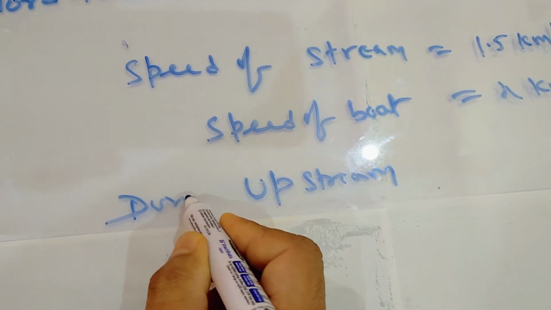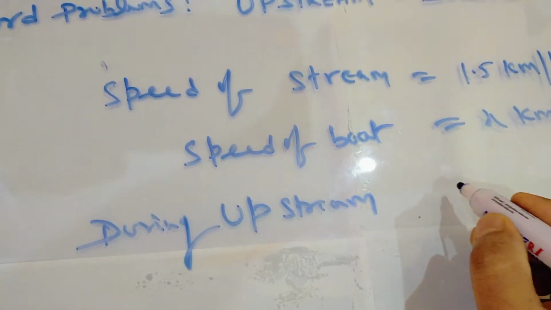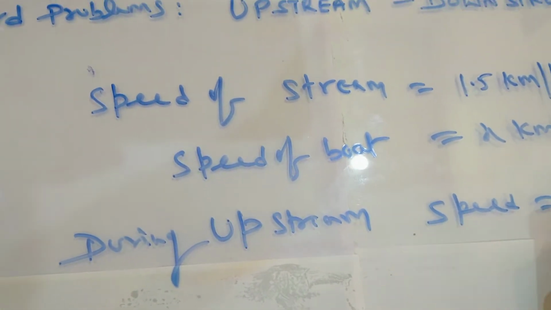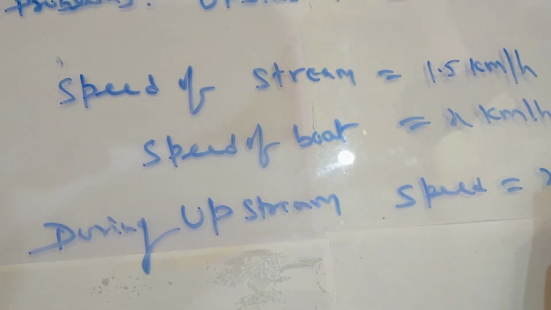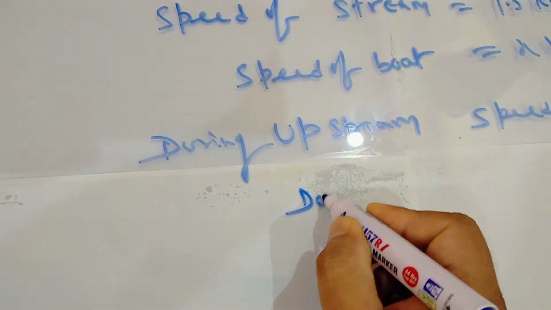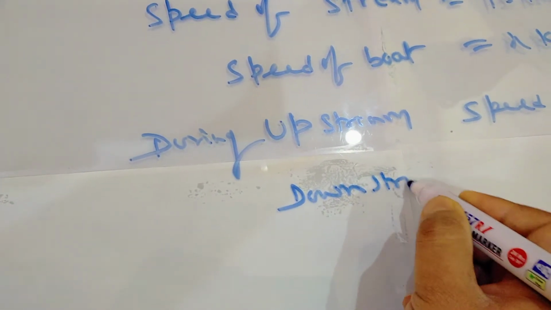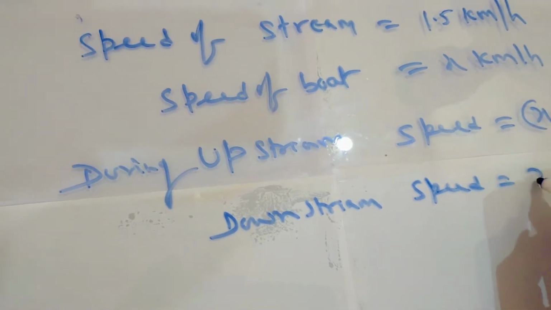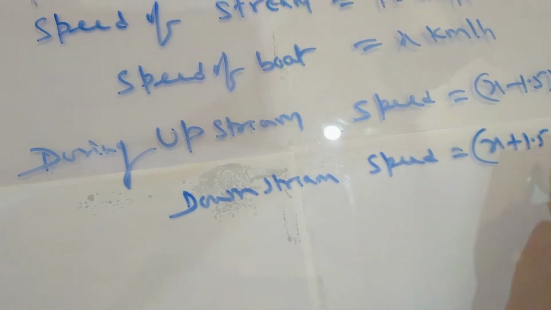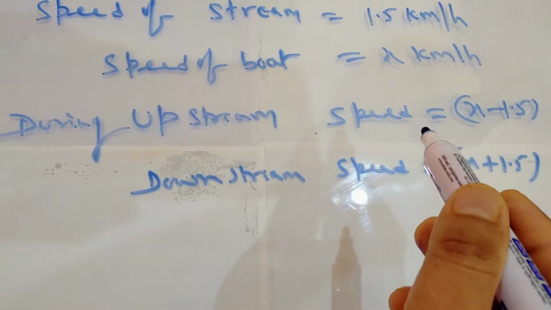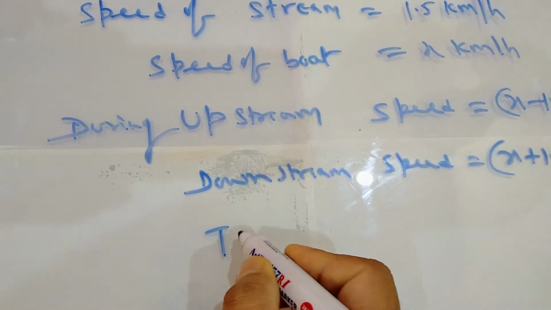During upstream what will happen? Speed will be speed of boat minus speed of stream, and during downstream the speed will be added. So this is the speed during downstream and this is the speed for upstream. Now time is equal to distance upon speed.